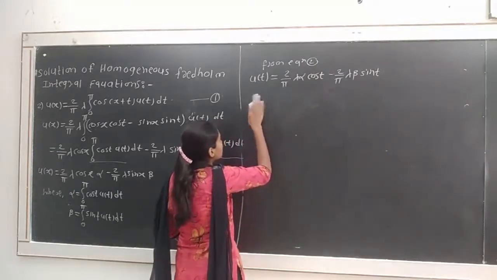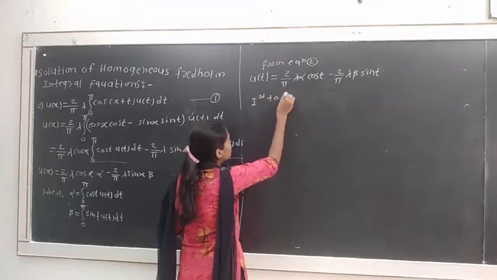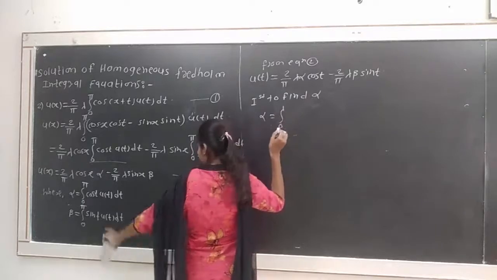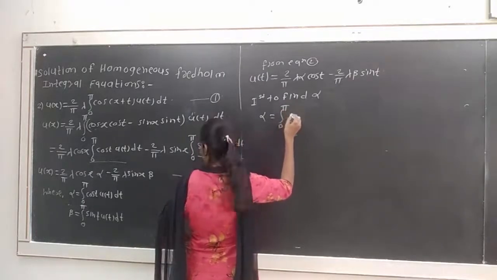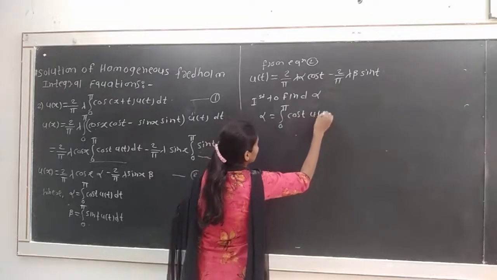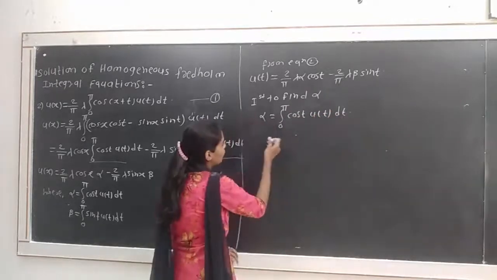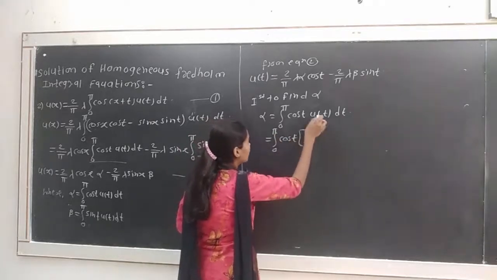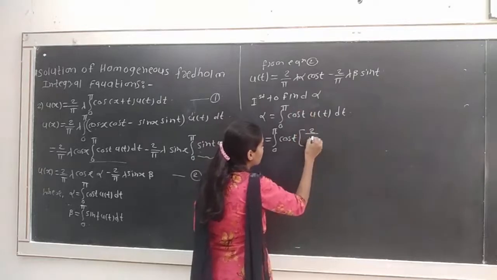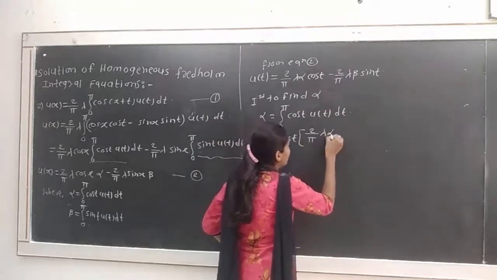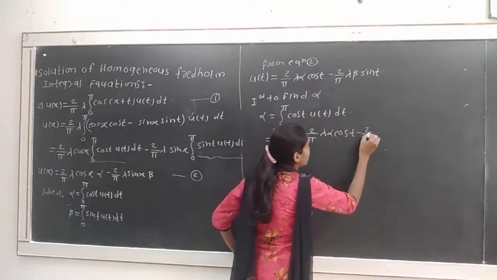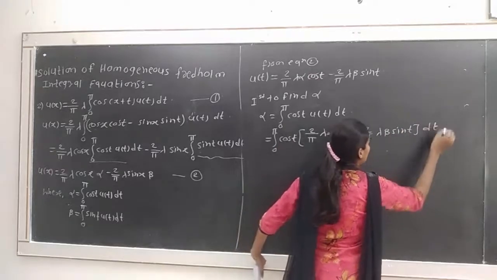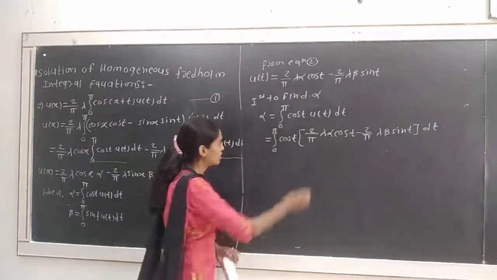Then first to find alpha. So alpha is equal to integration from 0 to pi cos t into u of t dt. Value of u of t from above is 2 by pi lambda alpha cos t minus 2 by pi lambda beta sin t into dt. Then we separate this integral to find the integration.